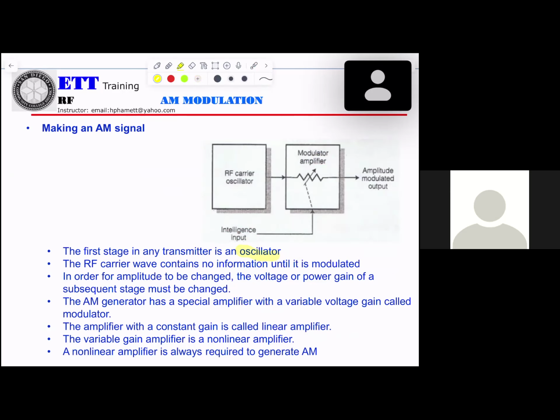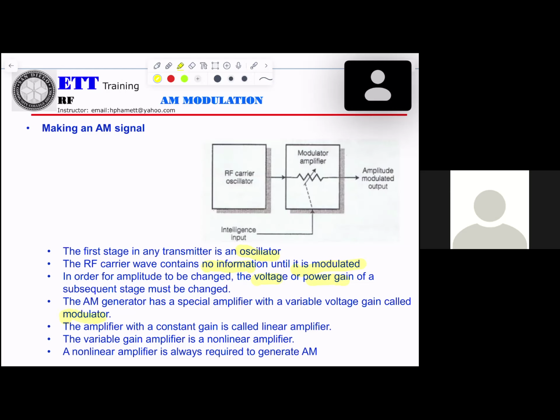The RF carrier wave contains no information until it is modulated. In order for amplitude to be changed, the voltage or power gain of a subsequent stage must be changed. An AM generator has a special amplifier with variable voltage gain called a modulator.